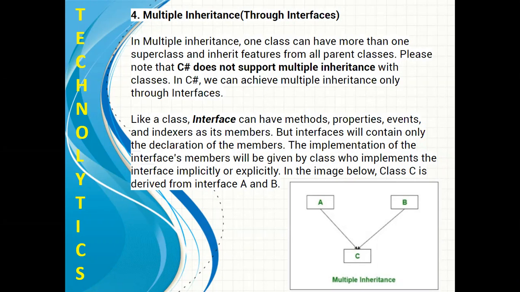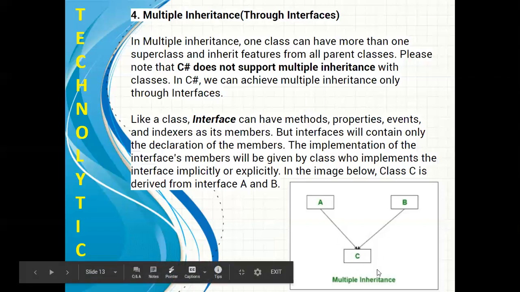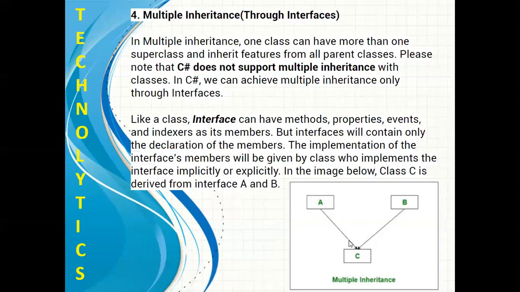Like a class, an interface can have methods, properties, events, and indexers as its members, but interfaces will contain only the declaration of the members. The implementation of the interface's members will be given by the class which implements the interface, implicitly or explicitly. In the image below, class C is derived from interfaces A and B. Okay, if you will see this particular diagram, this is nothing but multiple inheritance.